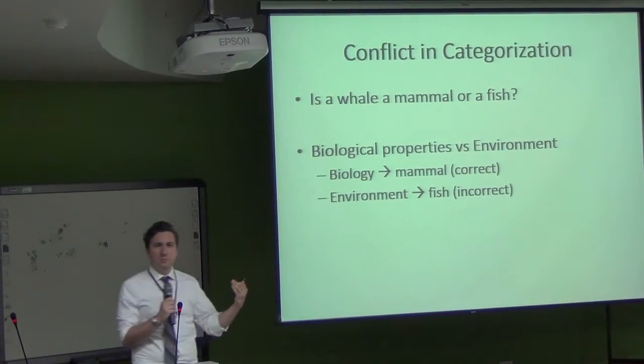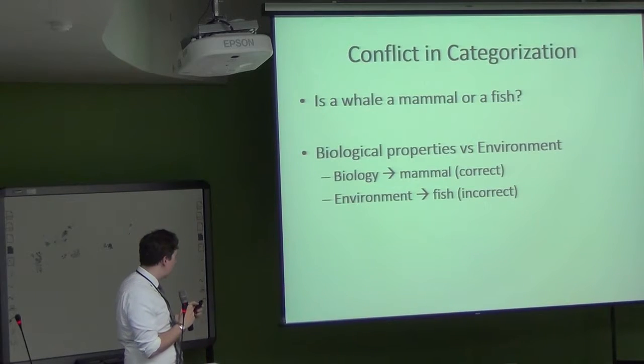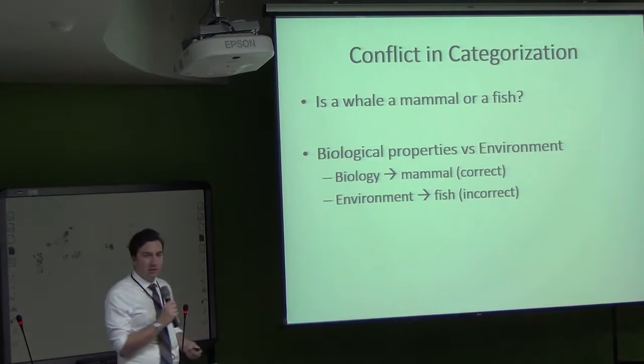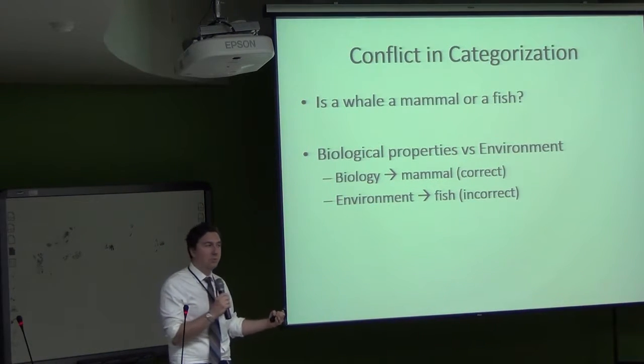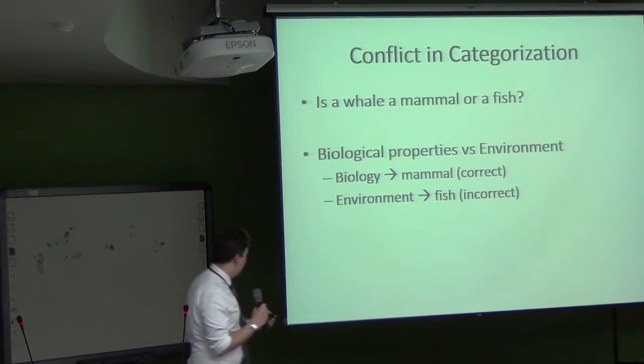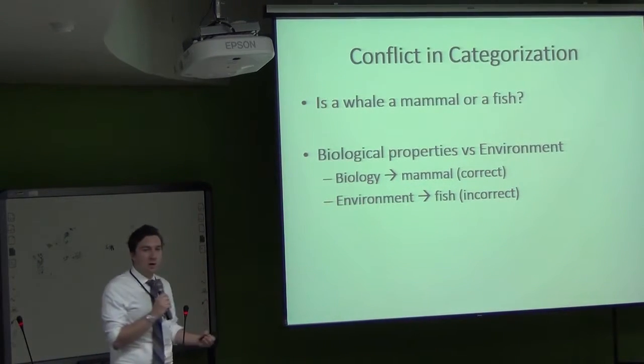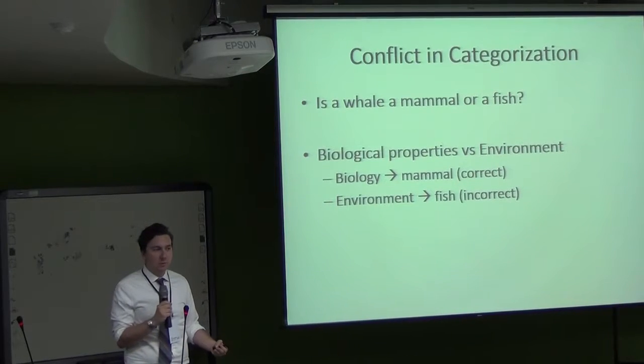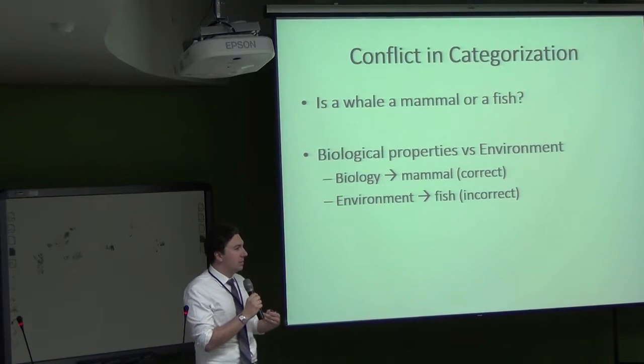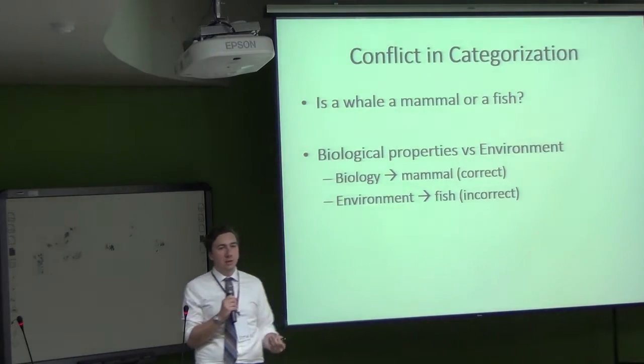So there are a lot of different attributes you could probably call to mind to attempt to categorize a whale. The two most salient properties are probably the biology of a whale, which makes it a mammal. So this gives you some information that points you to the correct answer. On the other hand, whales live in an environment which makes them similar to fish. So this is a property which gives you information and points you to an incorrect answer.